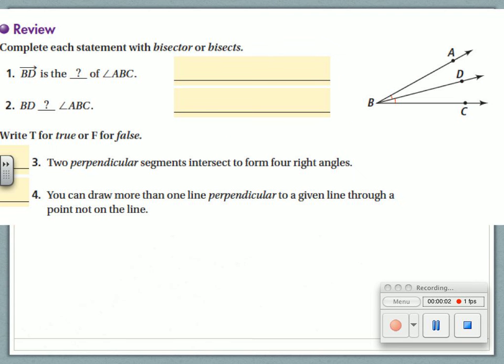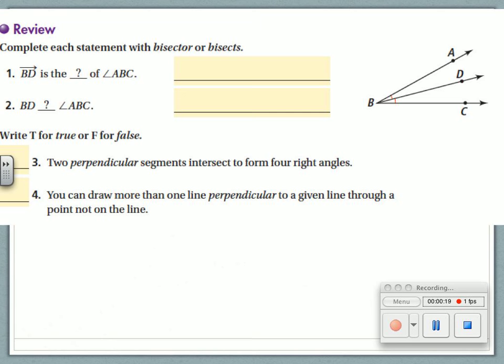All right, this evening's lesson is on perpendicular and angle bisectors. We're going to learn two theorems related to perpendicular bisectors and angle bisectors and their converses. So let's quickly review what a bisector is.